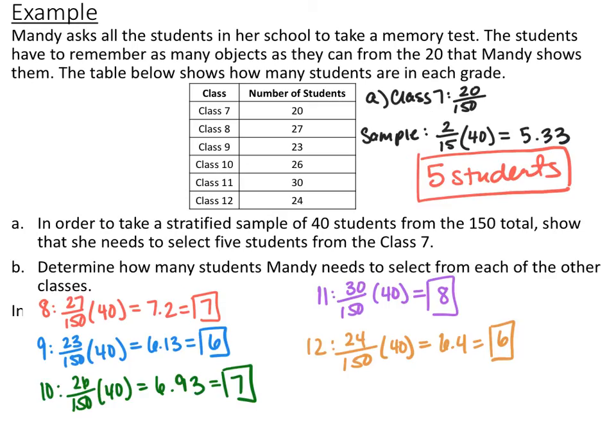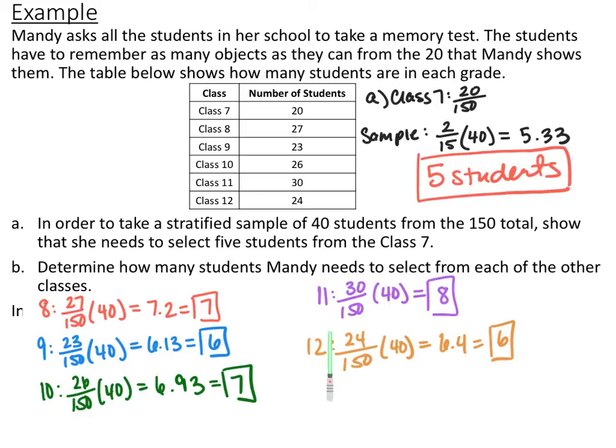Okay, part B, determine how many students Mandy wants to select from each of the other classes. So for grade 8, she has 27 out of 150 students times her sample size of 40, so she needs 7 students from grade 8. Grade 9, 23 out of 150 for the whole population times 40 for the sample, so 6 from grade 9. Grade 10, 26 out of 150 times 40, so 7 students from grade 10.